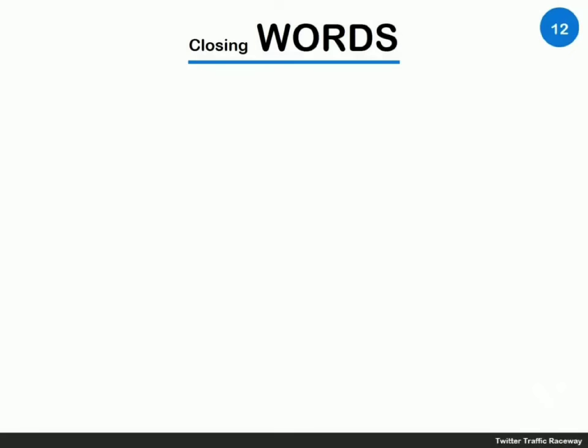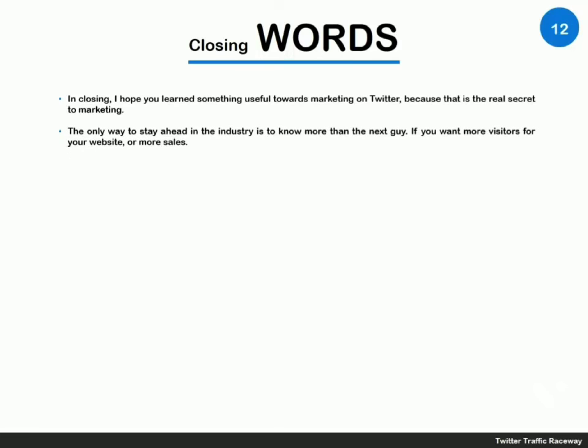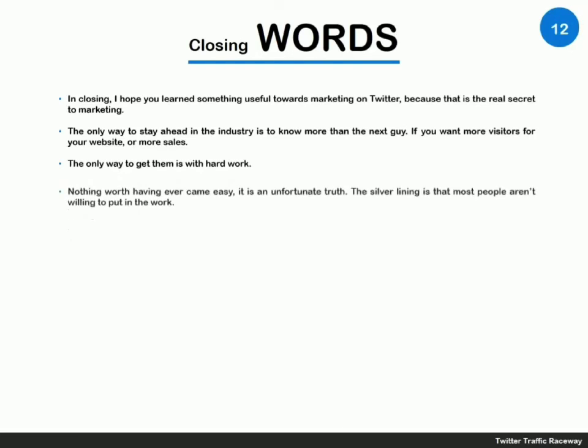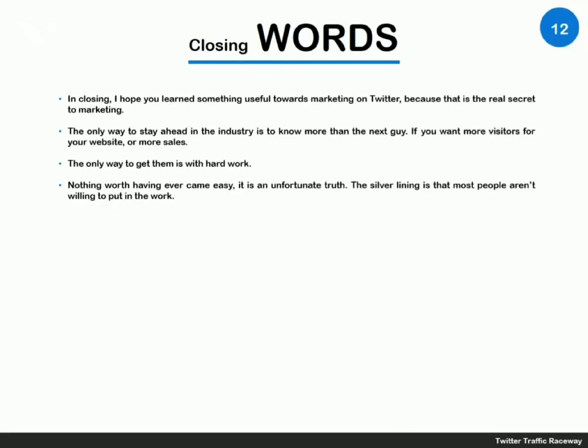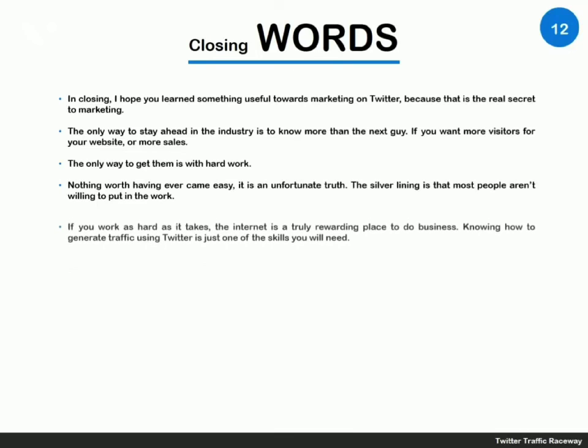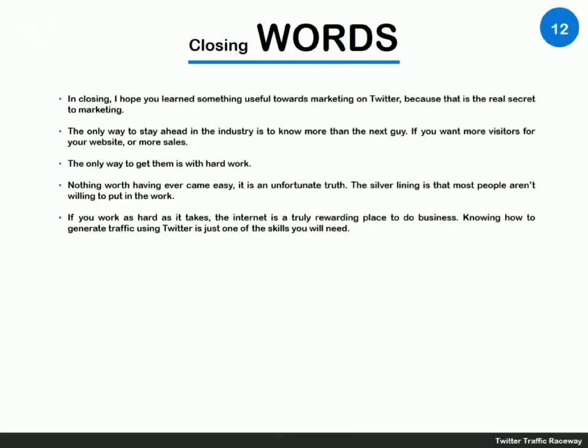Closing words. In closing, I hope you learned something useful towards marketing on Twitter, because that is the real secret to marketing. The only way to stay ahead in the industry is to know more than the next guy. If you want more visitors for your website or more sales, the only way to get them is with hard work. Nothing worth having ever came easy. It's an unfortunate truth. The silver lining is that most people aren't willing to put in the work. If you work as hard as it takes, the internet is a truly rewarding place to do business.